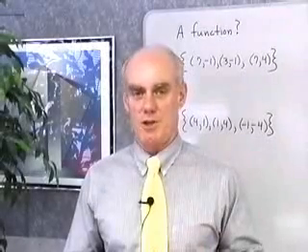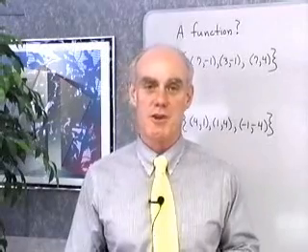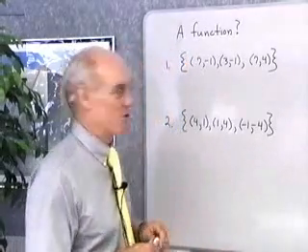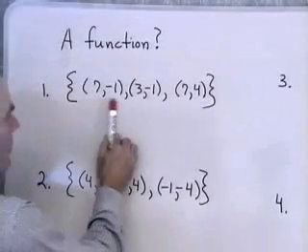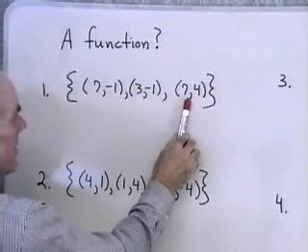You know from reading the book that a function is a set of ordered pairs. I've written a couple of sets of ordered pairs over here on the board, and what we want to do is look and see if we can identify which ones are functions and which ones aren't. My first set of ordered pairs looks like this: (7, -1), (3, -1), and (7, 4).